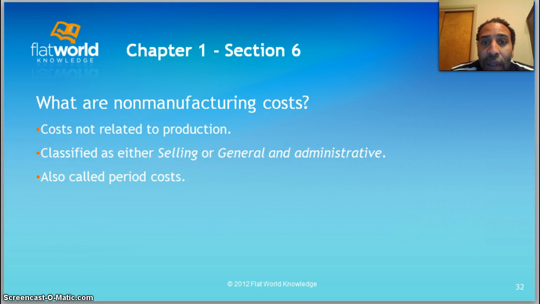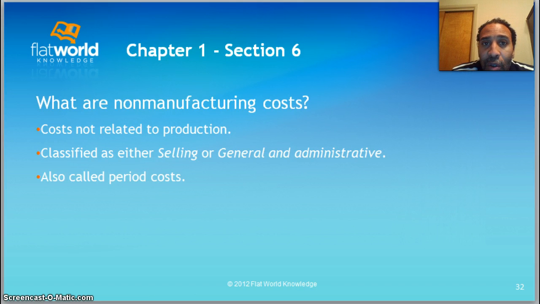So what are non-manufacturing costs? So costs not related to production, right? So if you're not involved in the production of the desk, then whatever costs are associated with you are non-manufacturing costs. So classified as either selling or general and administrative. So selling, salespeople, marketing people. General and administrative would be like an office manager or a human resource person.